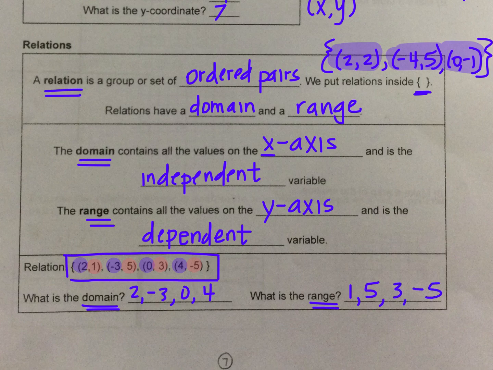So we are just giving fancy names. When you see domain, you think x. When you see range, you think y. Flip over to page 8.